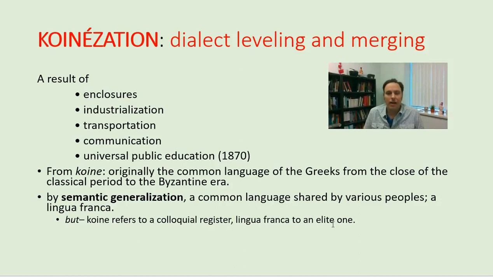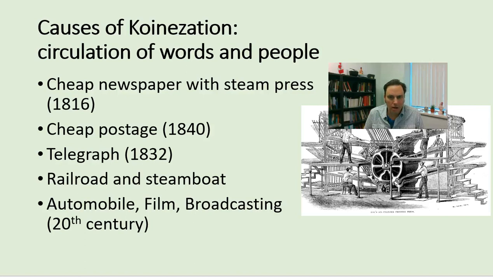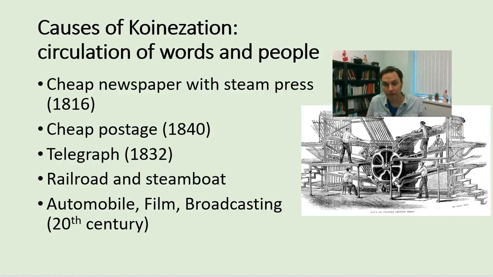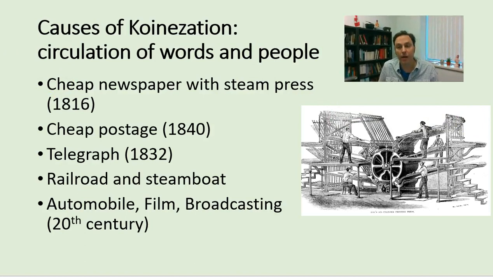But yeah, okay, so let's talk more about the causes of Koinezation during the 19th and 20th century. It has to do, as I already said, with the circulation of both words and people. Not only is it an effect of public education, but also of cheap newspaper. With the steam press, there's a lot more to read. Reading material is a lot more readily available, and so more people are reading, and there's a kind of snowballing process. And so the printed word and the effects of newsprint and the standard English that's used there has a standardizing effect on the language.